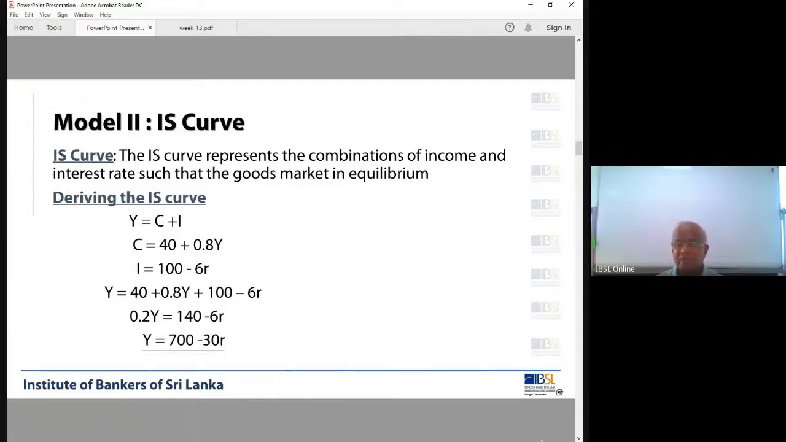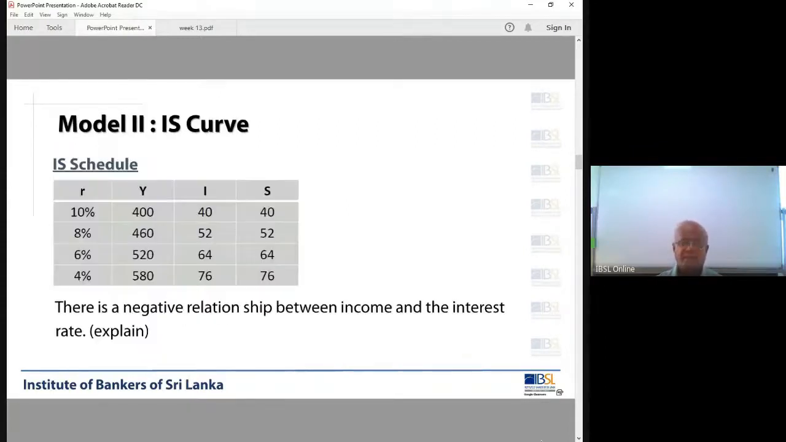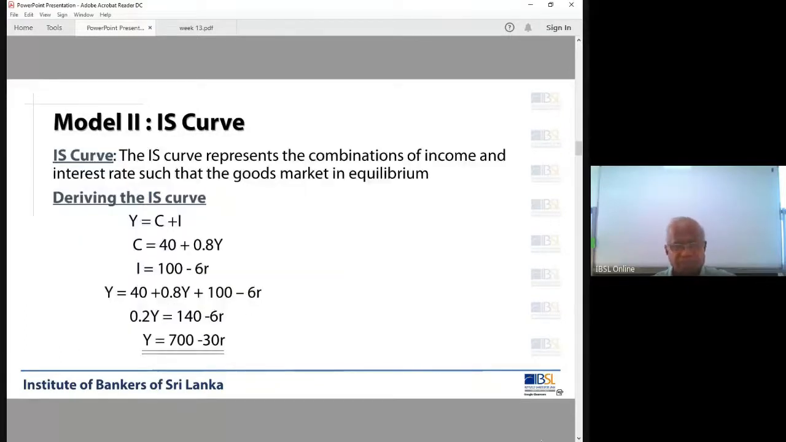There's another way to derive the IS curve. Two methods. Using Y equals C plus I, you can derive the IS curve. The second method is, along the IS curve, let's do some calculation. Let's say the interest rate is 10%. If you substitute R equals 10 here, 700 minus 30 into 10. 30 into 10 is 300. 700 minus 300 is 400.